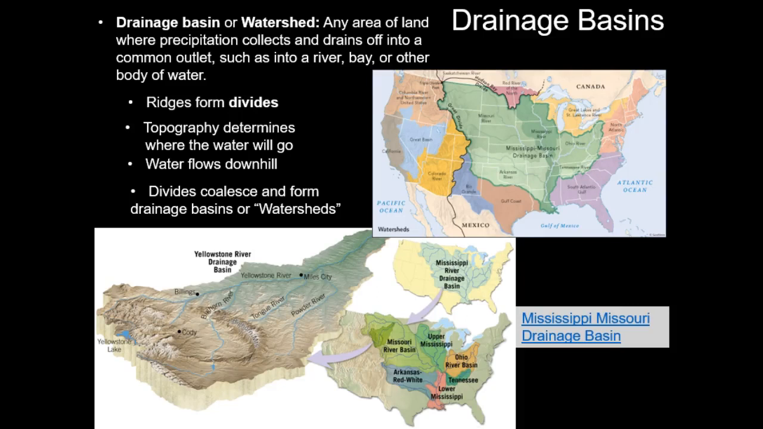Every stream will drain an area of land which is called a drainage basin, or also called a watershed. So these are areas in which the precipitation is collected and drains off into a common outlet, such as into a river or a bay or some other body of water. Each drainage basin is bounded by an imaginary line, which is called a divide.